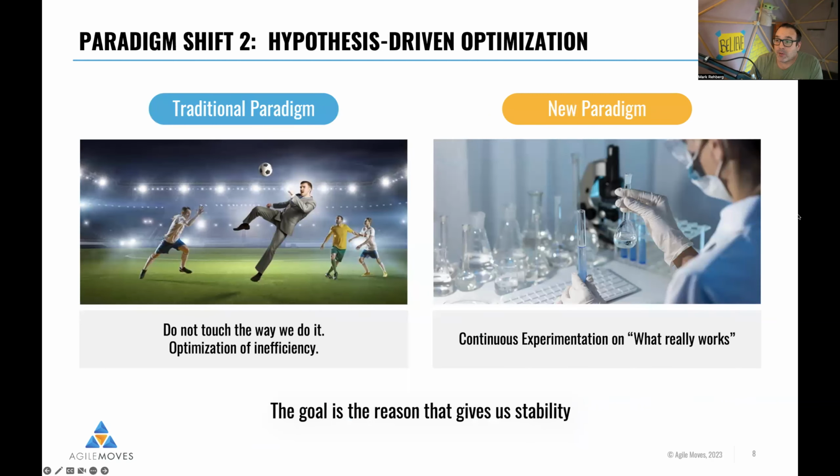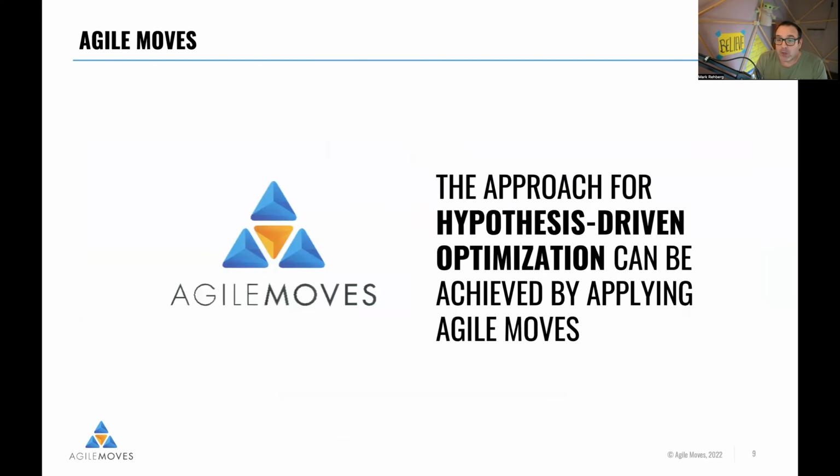Another paradigm shift we have is the hypothesis-driven optimization paradigm shift. Everything can be an experiment where it makes sense, of course, right? So we go away from "do not touch the way we do it" to continuous experimentation with what really works.